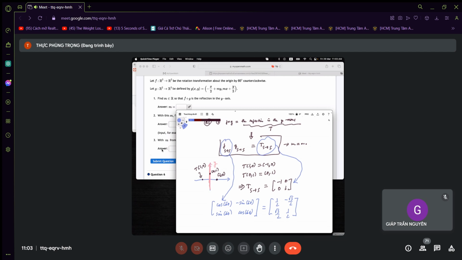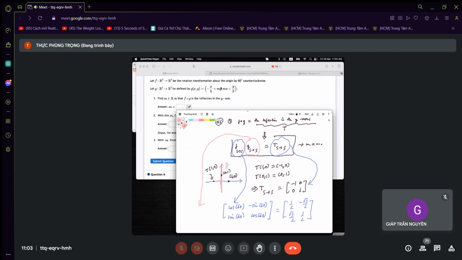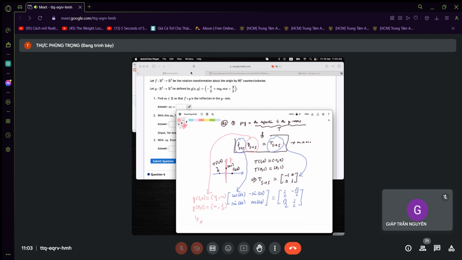Now do the last one, G, right? From S to S, what do we have for this? You only need to use the formula right here. Q of 1, 0 is minus 1/2, m, right? Q of 0, 1 is m, 1/2. So from here you get G from S to S is just this one.